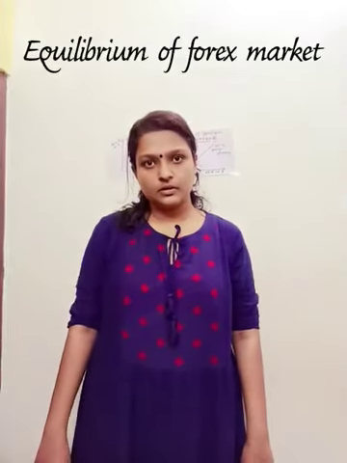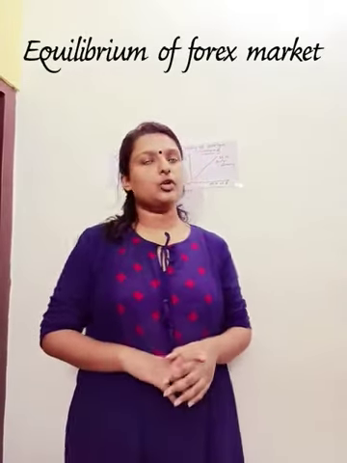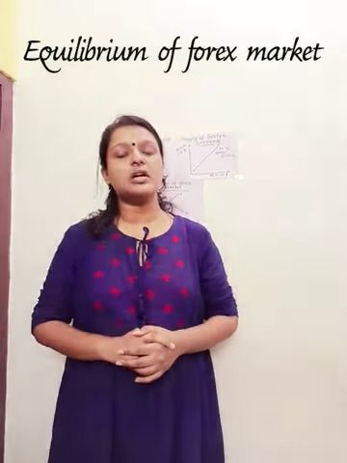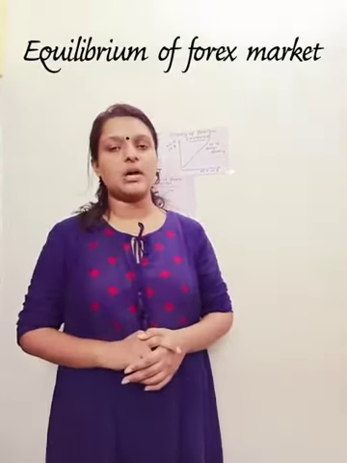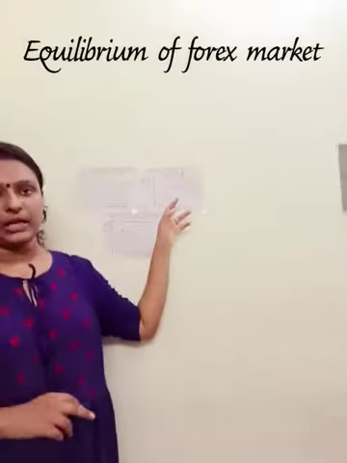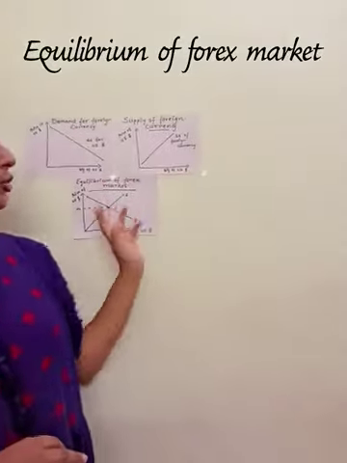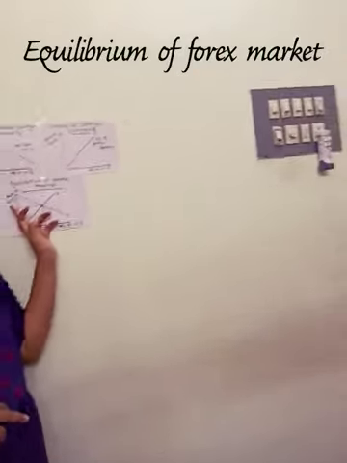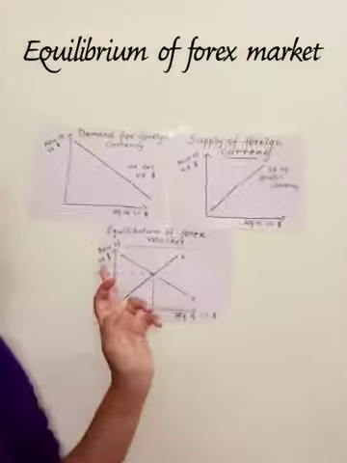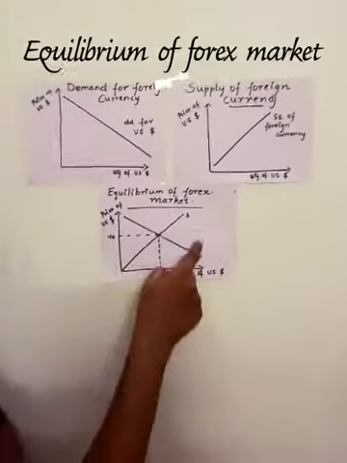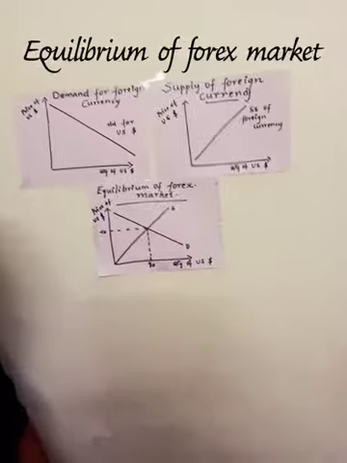Now, we have to look at the determination of the equilibrium exchange rate under the flexible exchange rate market. First of all, we have looked at what the demand and supply of foreign exchange are. Now, we have to look at where the exchange rate is actually fixed. Like the goods market itself, where demand and supply intersect, you get an equilibrium point.